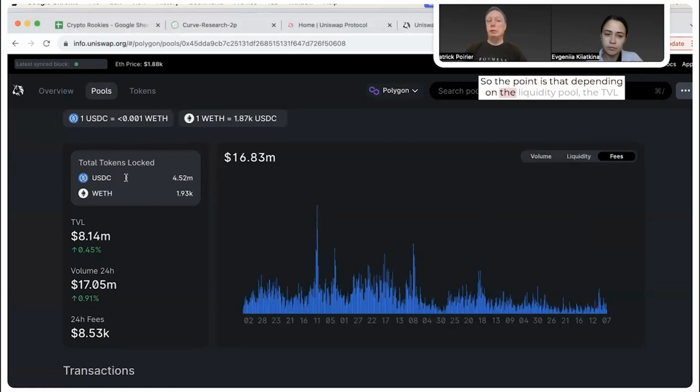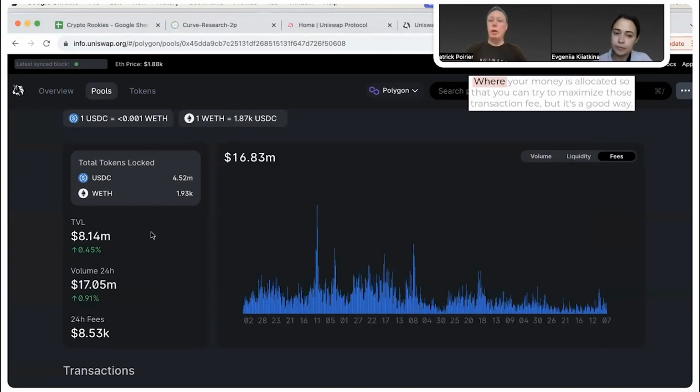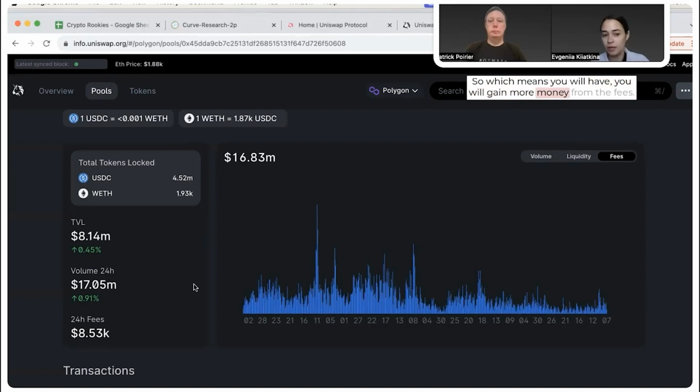Depending on the liquidity pool, the TVL could be a lot smaller compared to the transaction volume, in which case you collect a lot more fees and it's a lot more passive income. There are projects like Curve, for example, that enable you to reallocate where your money is allocated so that you can try to maximize those transaction fees. It's a good way. It's like owning a house: owning USDC and wrapped Ethereum, you put them to rent, and this is the passive income that you collect. The higher the volume, the higher the fees, which means you will gain more money from the fees.